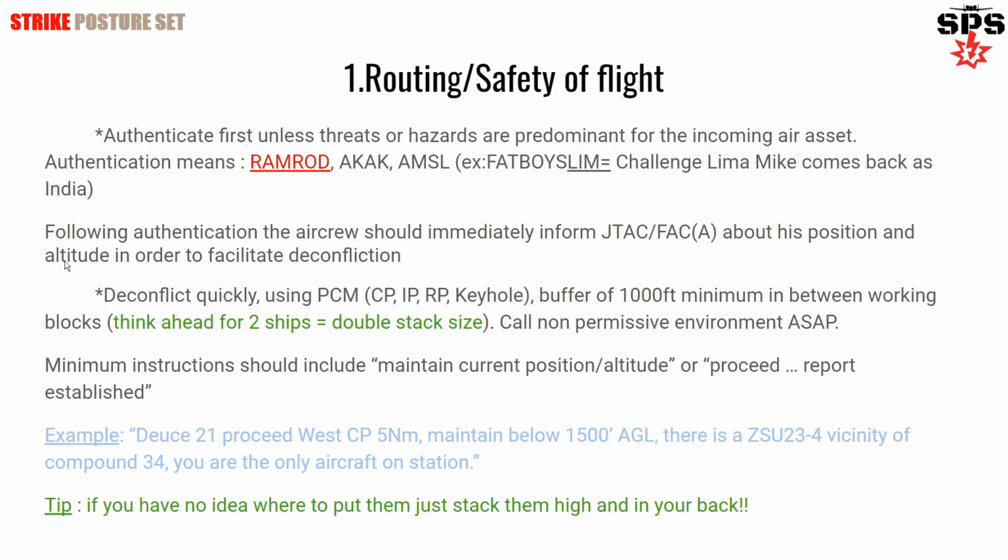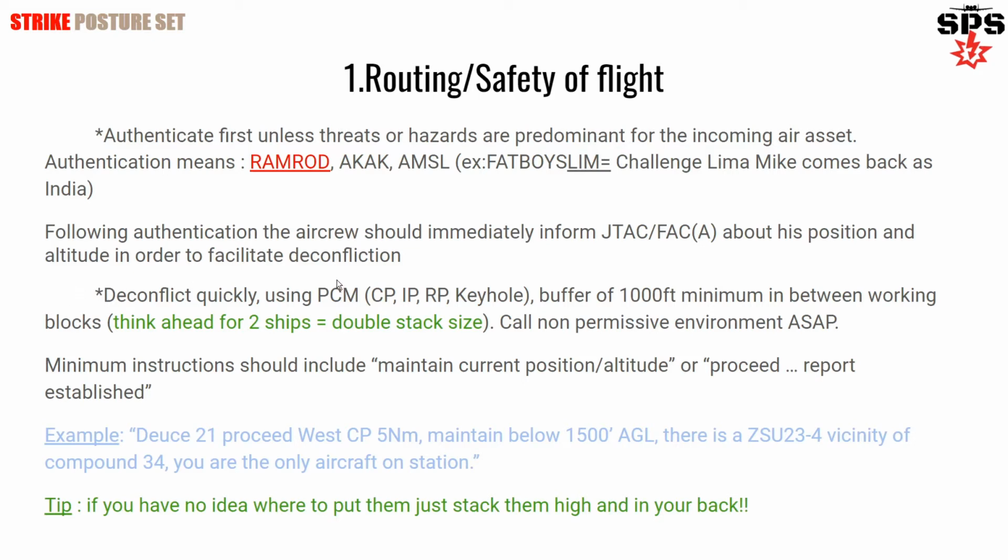Following the authentication, the aircrew should inform the JTAC about their own position and altitude, and that's very important for you pilots out there. You need to give your position and altitude as soon as the authentication is done, because otherwise we will have to pull it out from you and we'll lose time asking questions. So if you can do that, that's very good. And then we will deconflict you accordingly using PCM.